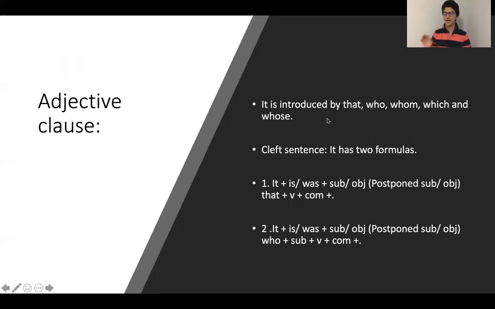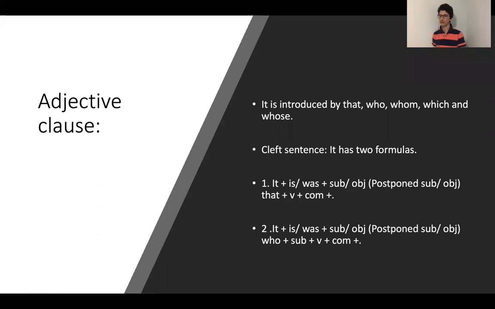It is introduced by that, who, whom, which, and whose. You might know about adjective. An adjective is a word which is used to modify a noun or pronoun, which gives more information about the noun or pronoun. But here we don't have an adjective word, we have an adjective clause. So now we say an adjective clause is a group of words that is used to modify a noun or pronoun. It gives us information about the noun or pronoun. And also an adjective clause starts with who, whom, which, whose, and that.